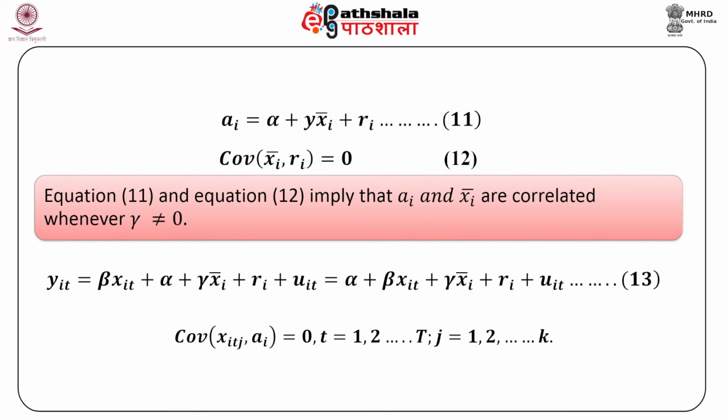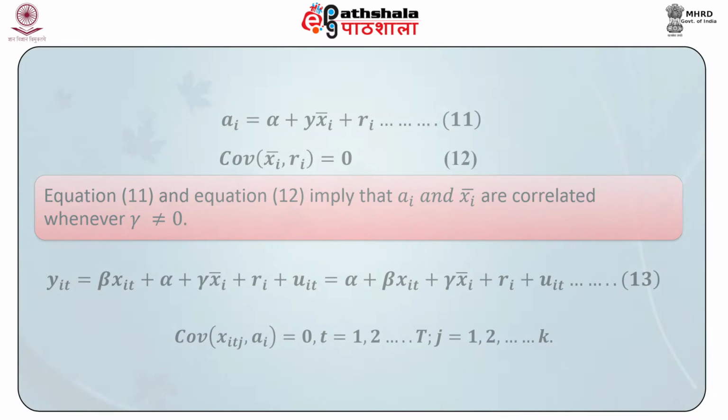Importantly, the following assumptions hold when we replace AI with Ri. Also, because mu IT is assumed to be uncorrelated with XIS for all S and T, mu IT is also uncorrelated with xi bar. Covariance of XIT J with AI is equal to 0, for T going from 1 to capital T, J going from 1 to K.